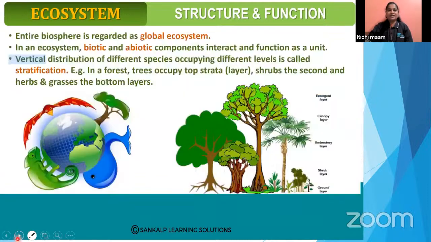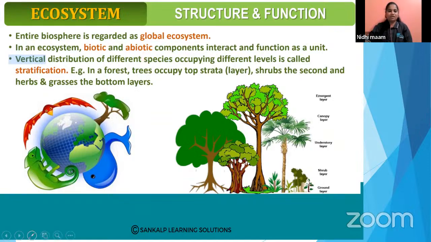Next, regarding the ecosystem, the overall ecosystem of the globe or the biosphere is regarded as the global ecosystem. So we have two components in the ecosystem. One is biotic, the next one is abiotic. Biotic means the living components, right? And abiotic means non-living components.